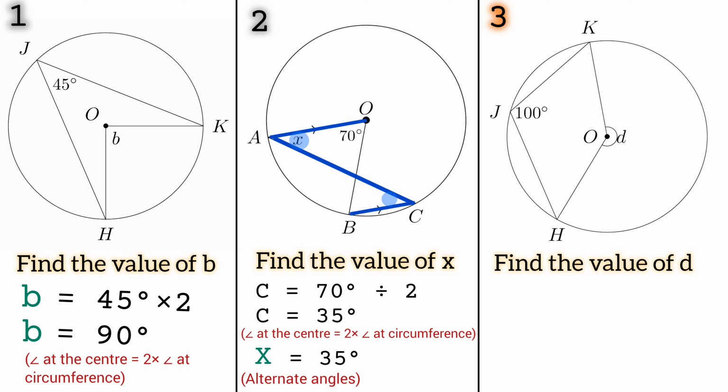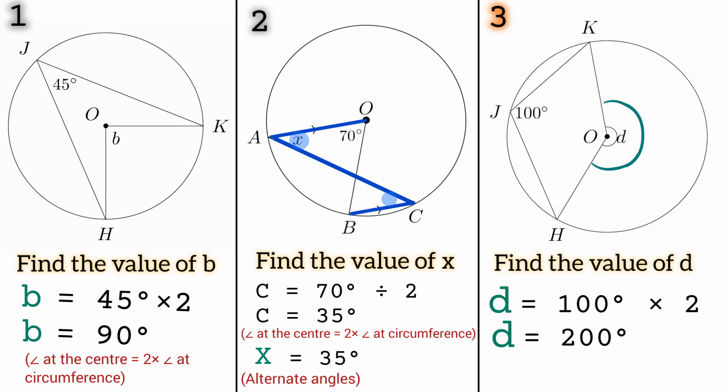In the third example, we are given the angle at the circumference, which is 100 degrees, and we are looking for the angle at the center, which is the value of D. We multiply 100 degrees by 2, which will give us 200 degrees. So the value of D is 200 degrees.